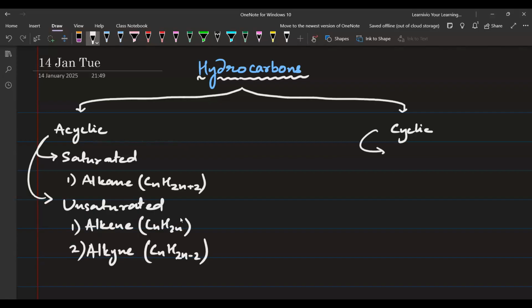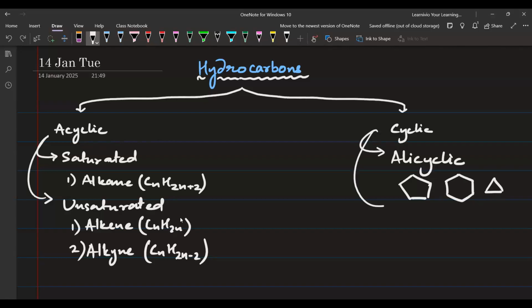In cyclic also we have two categories. One is alicyclic or aliphatic. You can write alicyclic. These are alicyclic compounds, which have at least one sp3 carbon atom. Then we have one more which is known as aromatic. We will learn about aromaticity later on, but right now you can understand that an aromatic compound is anything containing benzene. In hydrocarbons at least it is going to be benzene-containing compounds. These are called aromatic. Fine. So this is the classification of hydrocarbons.